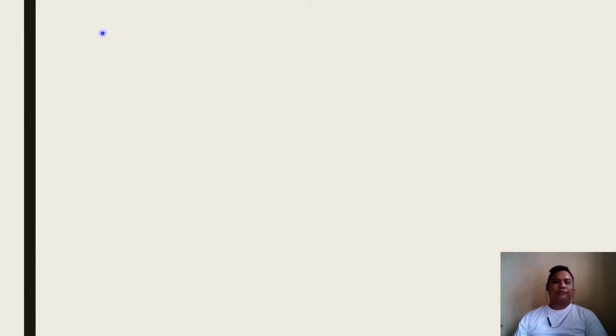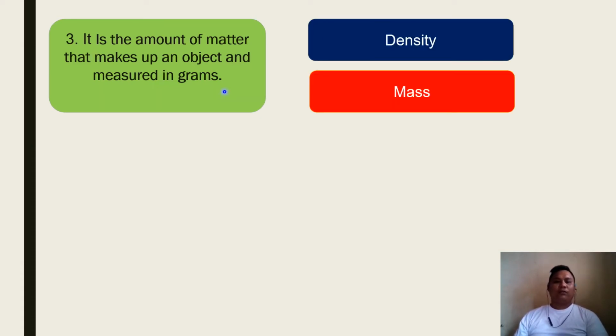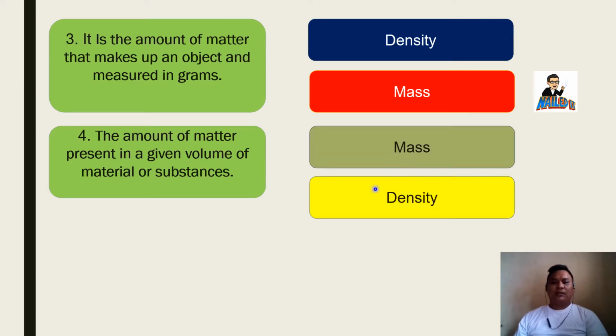Okay, next. It is the amount of matter that makes up an object and is measured in grams. Density or mass? Yes, you're correct. That is mass. The amount of matter present in a given volume of a material or substance. Mass or density? Yes, you're correct.